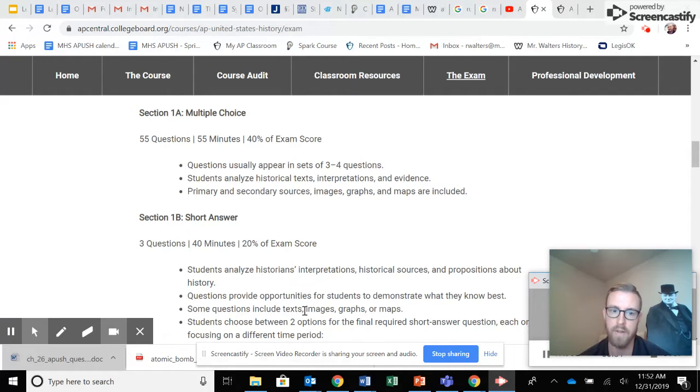First of all, there's the first section, which is multiple choice. You'll have 55 multiple choice questions in 55 minutes. This will equate to 40% of your exam score. Now, what this will look like is you'll have groupings of questions. So you'll have either a short paragraph to read, you might have a map, you might have a graph, something like that, and then you'll have to answer 3 or 4 questions that relate directly to whatever information they've given you.